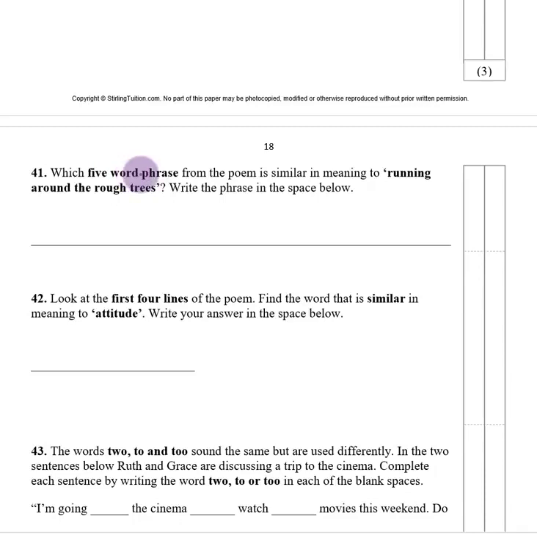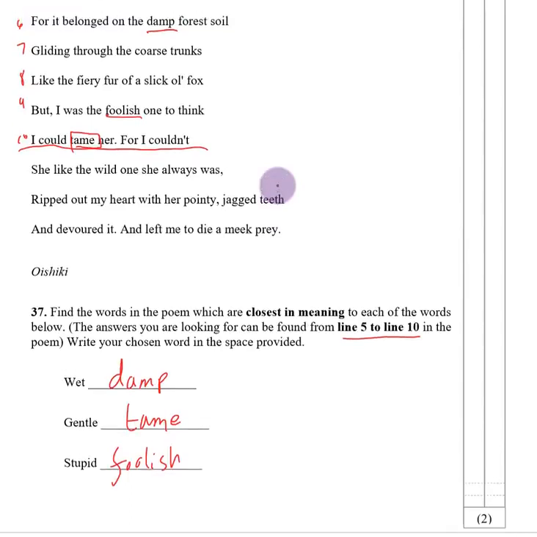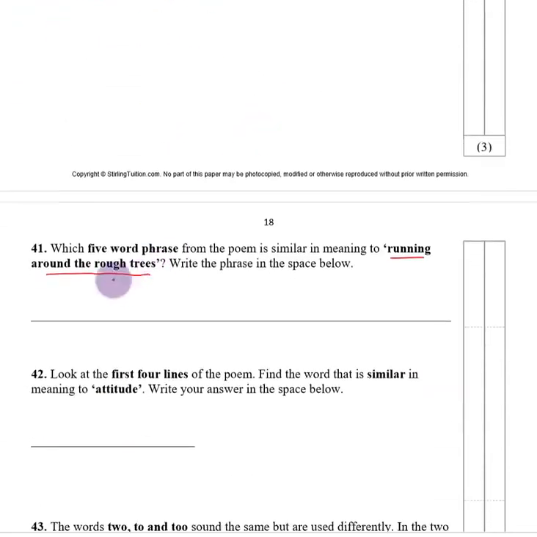Now, number 41. Which 5-word phrase from the poem is similar in meaning to running around the rough trees? So 5-word phrase in the poem. So I have to look in the whole poem. But it's not too big, so it's not too bad. And it's actually this word in line 7. Gliding through the coarse trunks. Coarse means rough. And trunks is like the tree trunks. So gliding through the coarse trunks is our answer. So gliding through the C-O-A-R-S-E trunks.